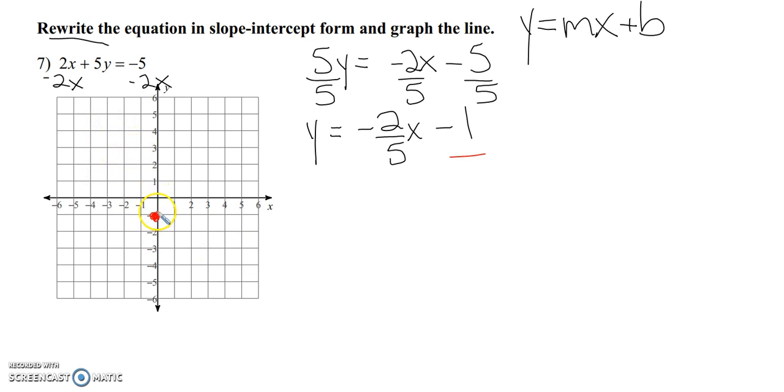If you use the rise over run, you're going to be going up 1, 2, and to the left 5. 1, 2, 3, 4, 5. If you're finding a point over here, you're going to go down instead. 1, 2, and then to the right, 1, 2, 3, 4, 5. There you go.